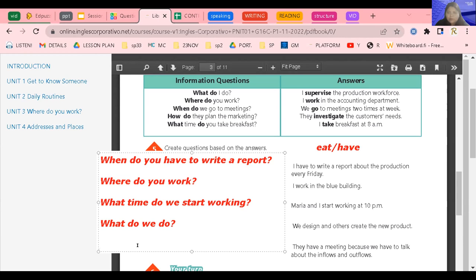They have a meeting because we have to talk about the inflows and outflows. Ellos tienen una reunión porque nosotros tenemos que hablar sobre las entradas y las salidas. Efectivo. Why? Okay, Fátima, why do they? Have a meeting. Why do they have a meeting?